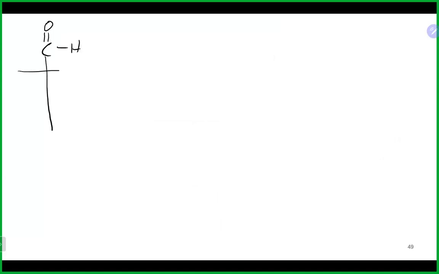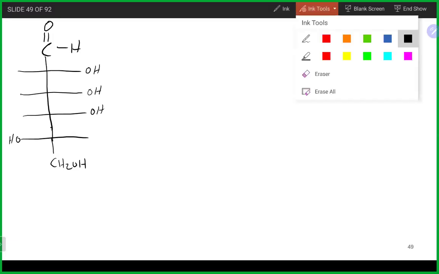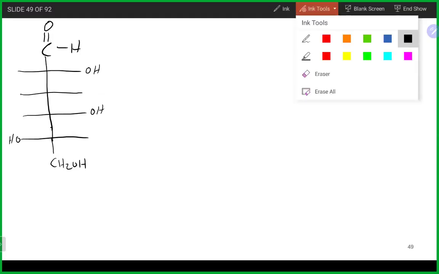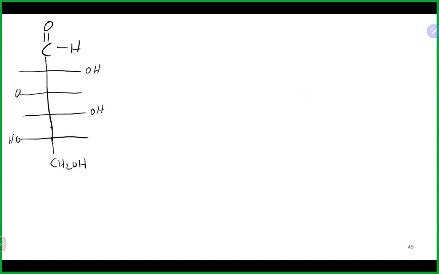I'll just make up a fake one here. We'll do OH, and we'll do OH, do OH, and we'll do, why not, OH over here. Actually, no, I'll move that OH to the other side. Why not? I'll put it over here. All right, so this is our monosaccharide, and we basically want to turn this into a cyclic structure.